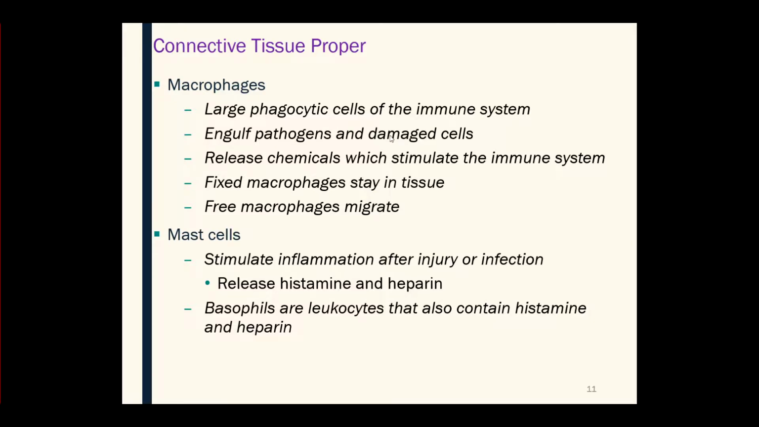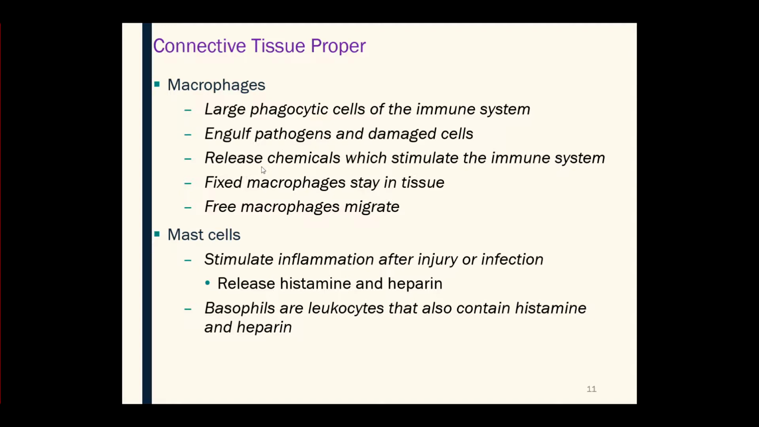Maybe we have some type of an injury and we have cells that are dead or whatever. We want to get rid of them. We don't want to keep them. So the macrophages will gobble them up for us. Now, these macrophages are also important in the immune response. They release different chemicals which actually stimulate the immune system so that more cells come down and will fight whatever it may be, the infection, that type of thing.